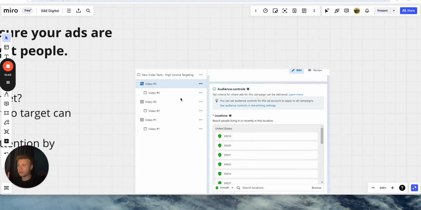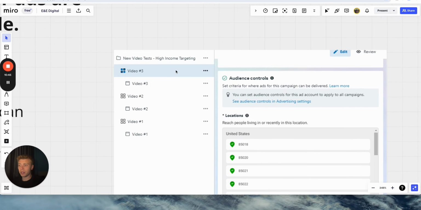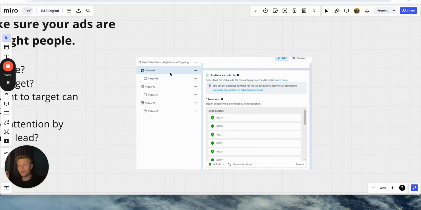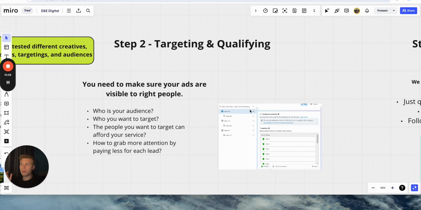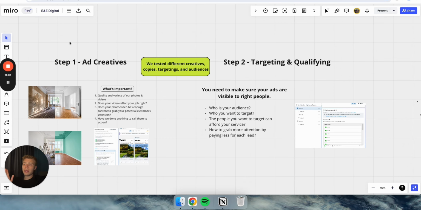As you see here, we made one of the targetings, like high income targeting. In some of the areas it works, in some of the areas it doesn't. So it's all about making tests again. And right now it was all about step 2. Steps 1 and 2 are the part where we're generating the leads. This is all about it.